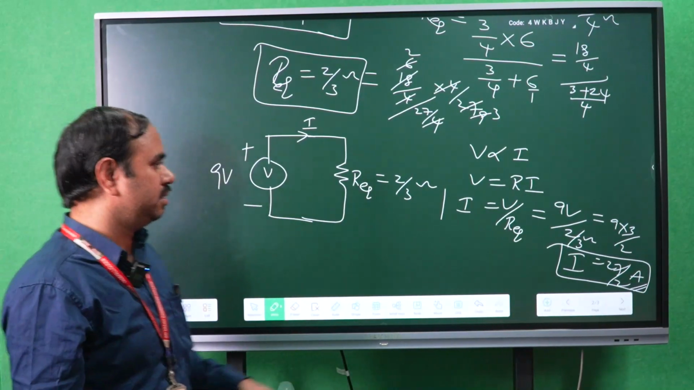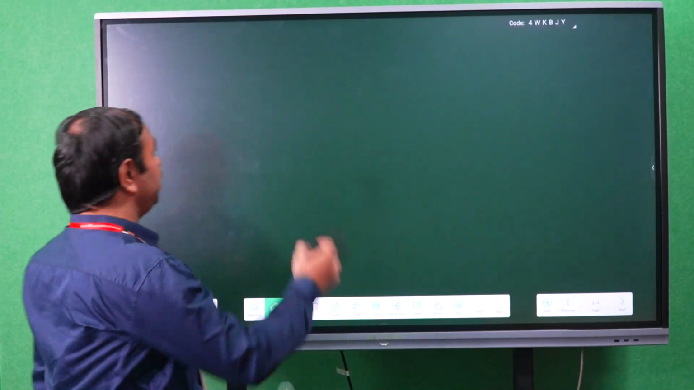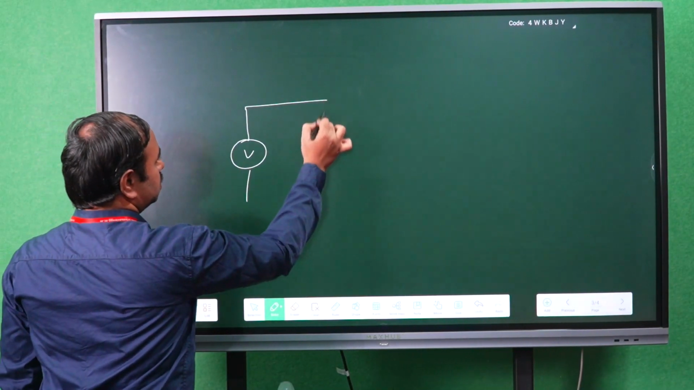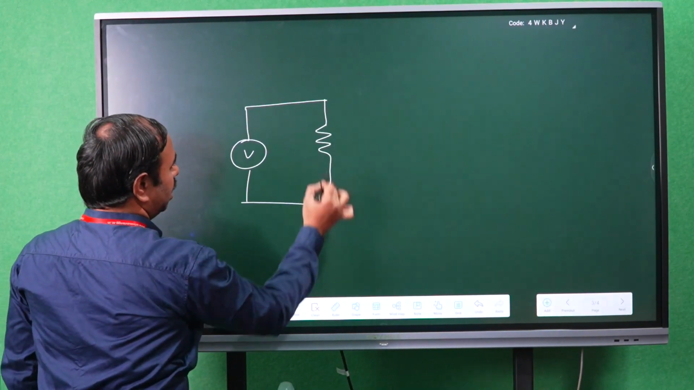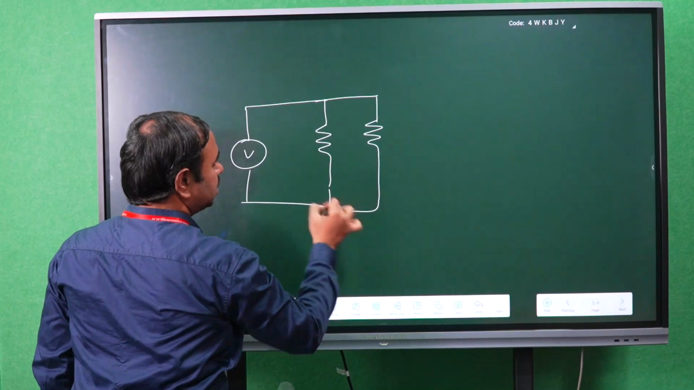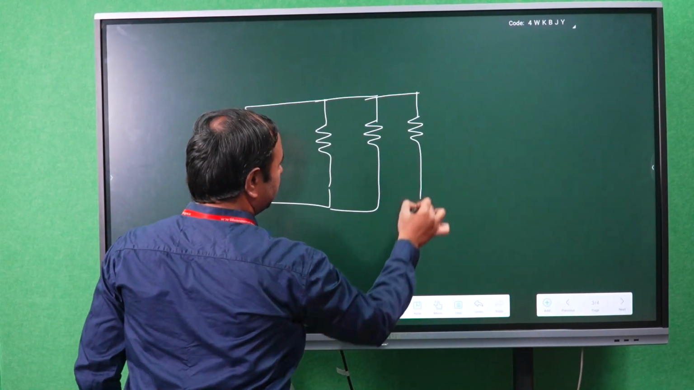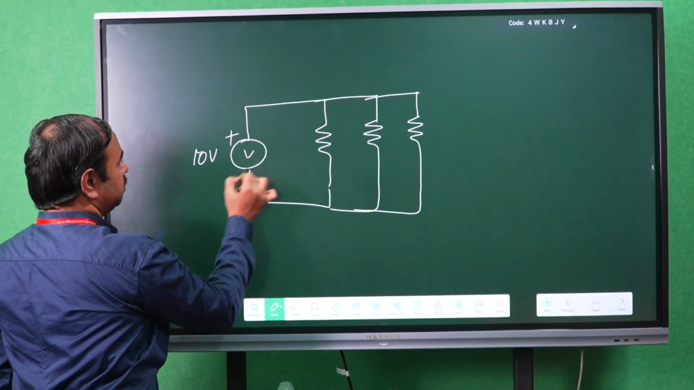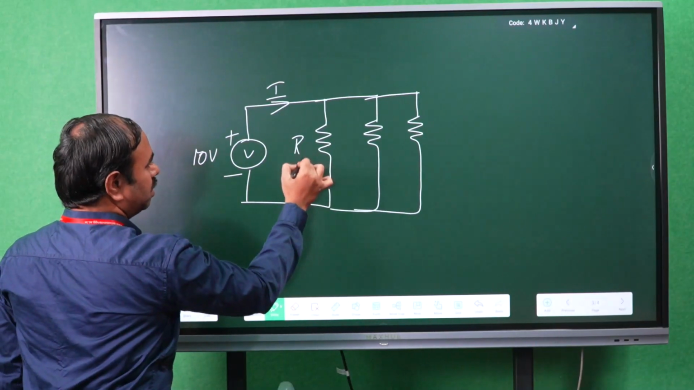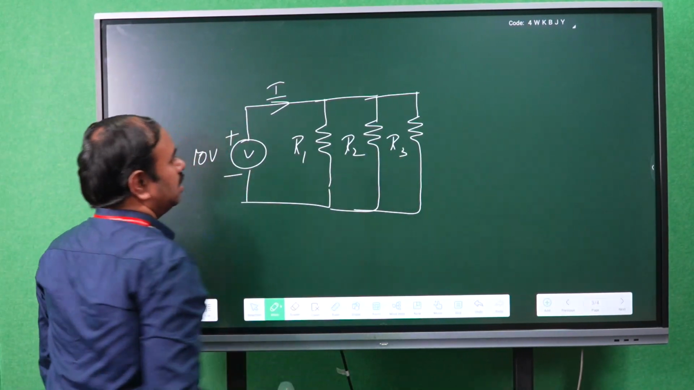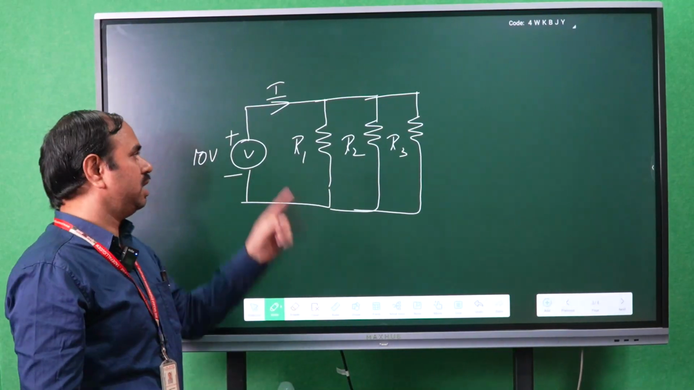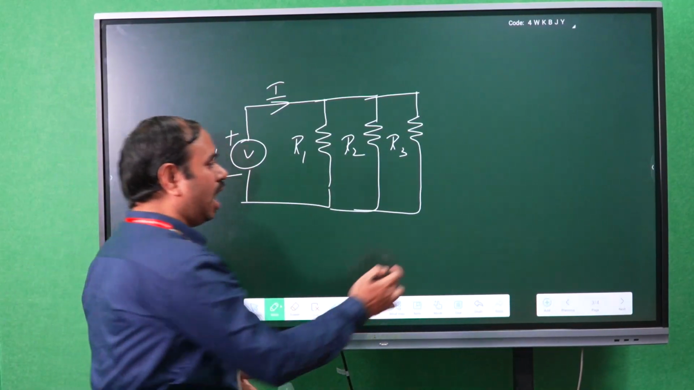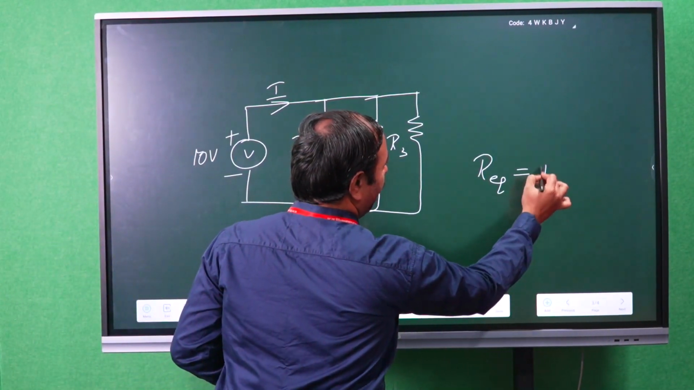And one more technique to discuss in the parallel circuit is, suppose the resistances connected in parallel are of the same value, for example, let's say it is 10 volts, whatever it is, R1, R2 and R3. In parallel resistances, if two resistances have the same value, then the R equivalent becomes R by 2.